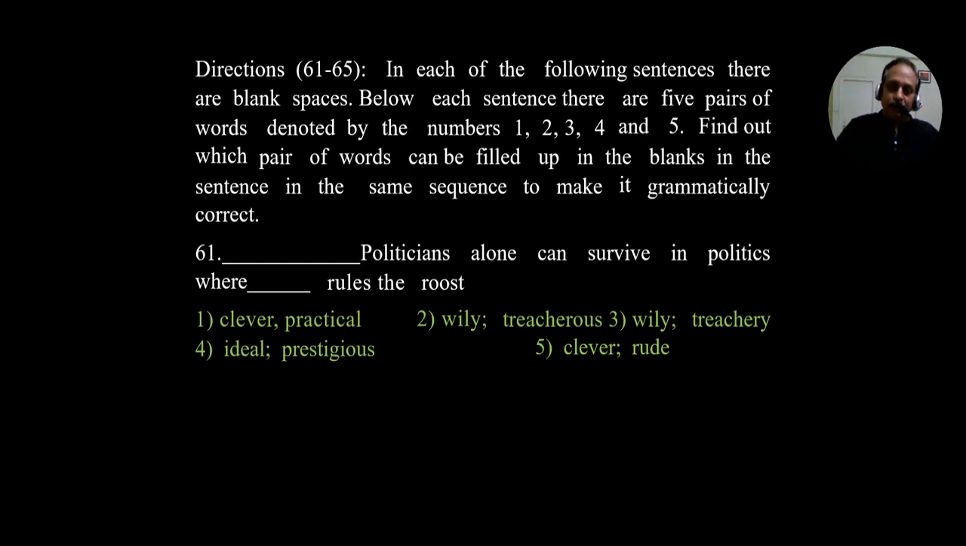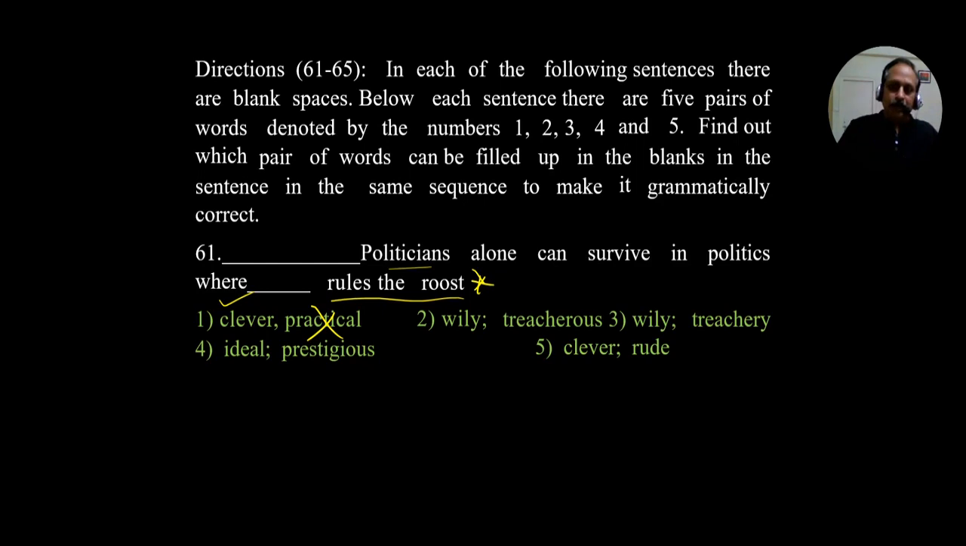Let us do quickly. Politicians alone can survive in politics where rules the roost. This is an important expression. Now I'll do a little fast. Already we have lost 45 minutes. Contextual awareness. This is about politicians. What is the typical image of politicians? Clever politicians alone can survive in politics where practical rules the roost. Eliminate based on the word practical. It is not the right word. First word you can consider, wily. Wily means cunning, smart, shrewd. Politicians can alone survive in politics where treacherous rules the roost.